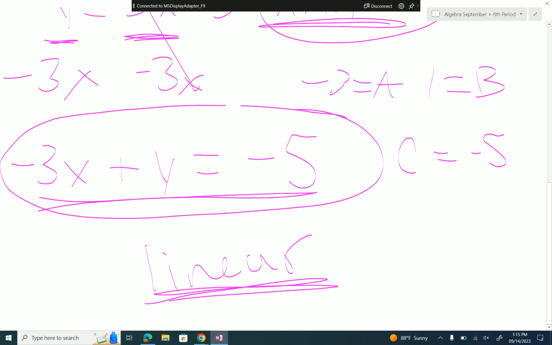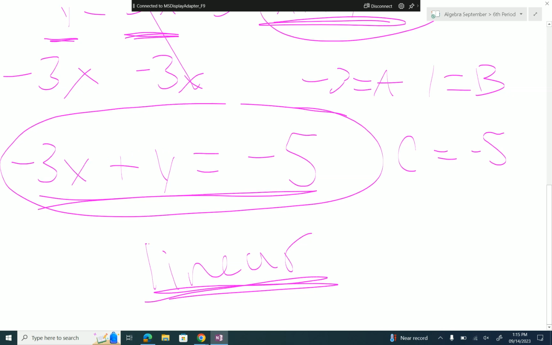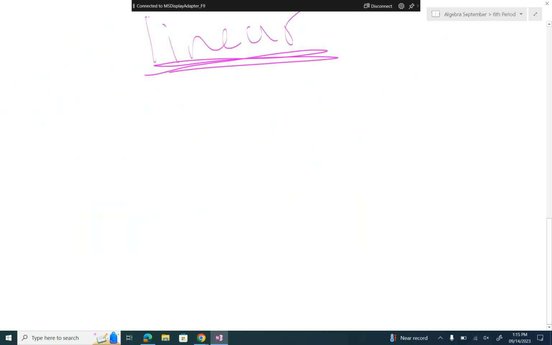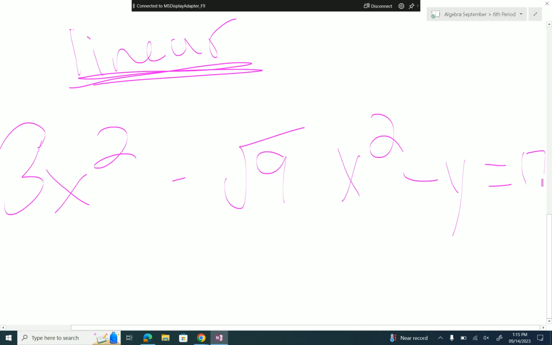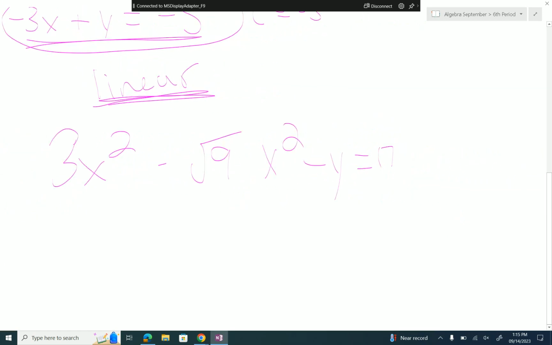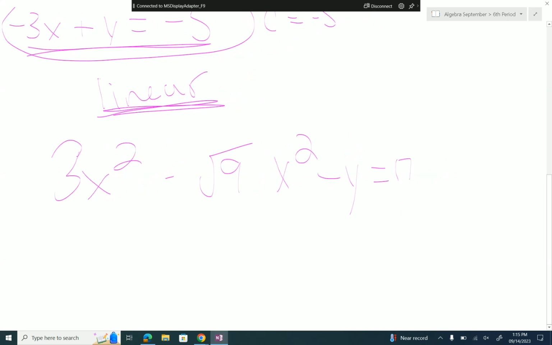So we're going to do this one more time with determine whether 3x squared minus square root of 9 times x squared minus y equals 17 is linear or non-linear. Does everybody feel okay on that? Moving too fast? Moving too slow? Good? Okay. So 3x squared minus square root of 9 times x squared minus y equals 17. So, can I simplify anything here? Sienna, do you see anything here that could be simplified?